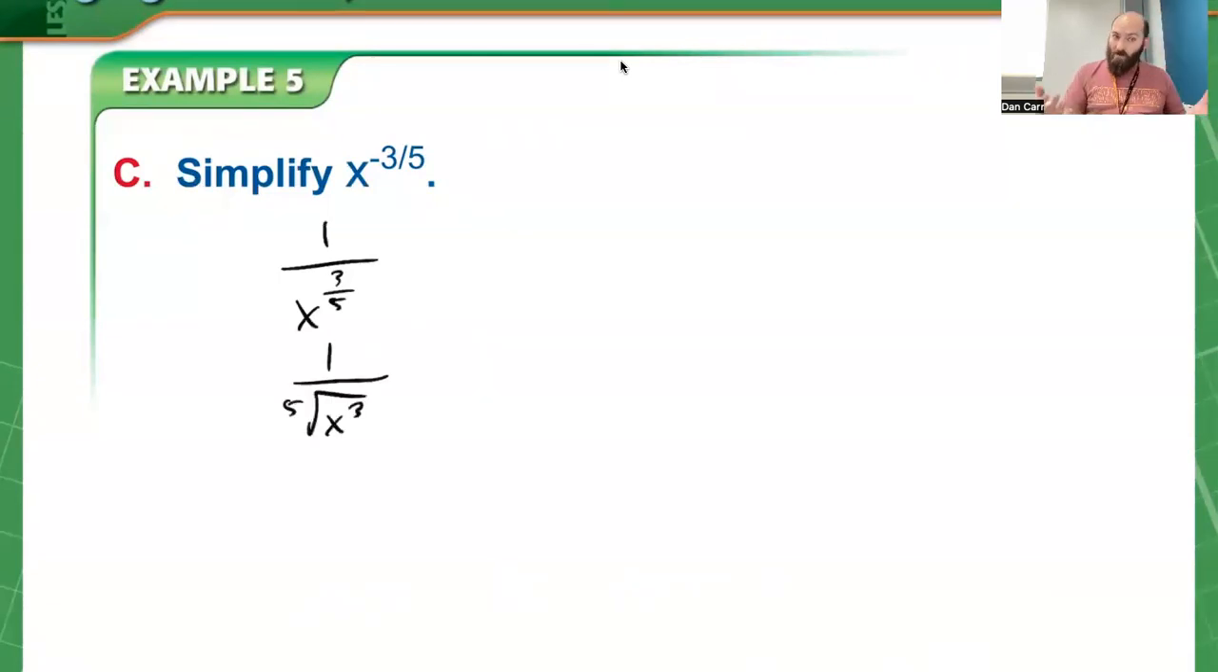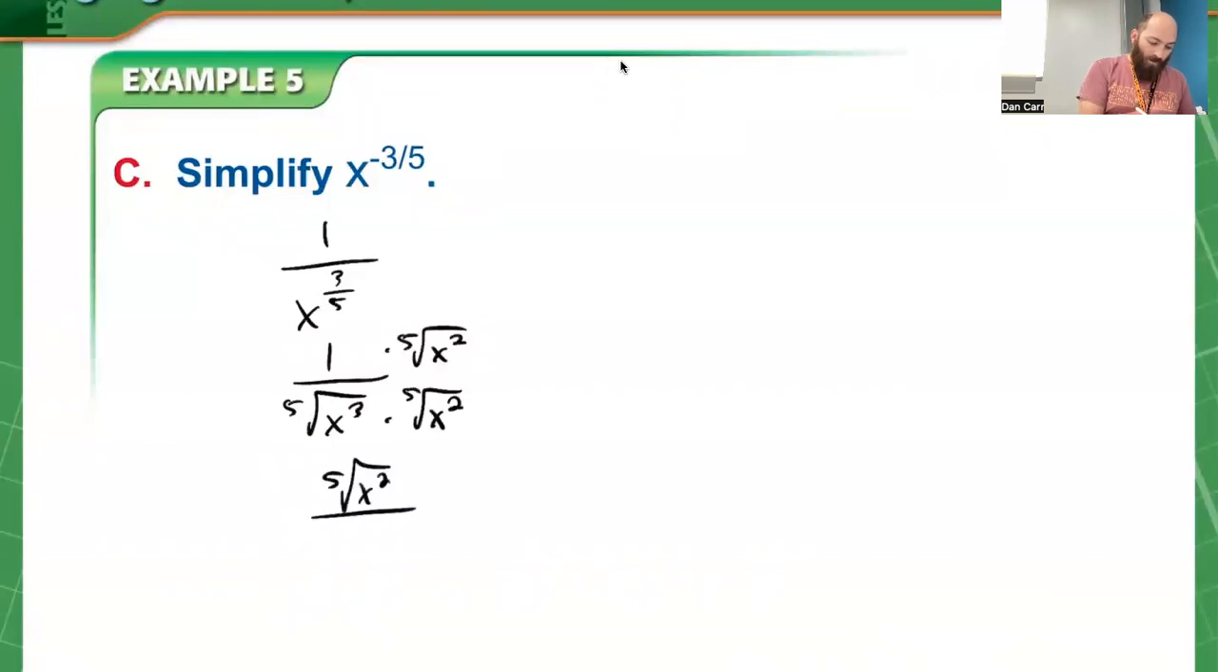We don't like having radicals in our denominator, so I'm going to multiply this by the 5th root of x squared. That will give me x to the 5th on the inside. So I do the same thing to my numerator. And that's going to be the 5th root of x squared over the 5th root of x to the 5th, which will cancel out. So it turns into the 5th root of x squared over x.